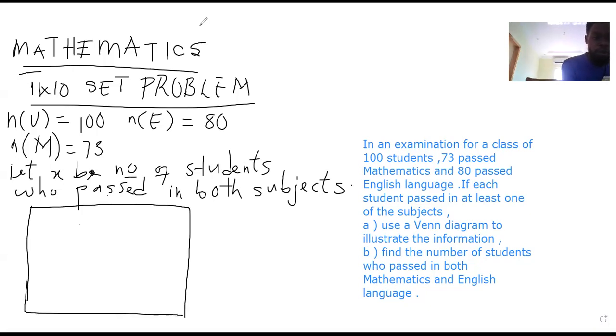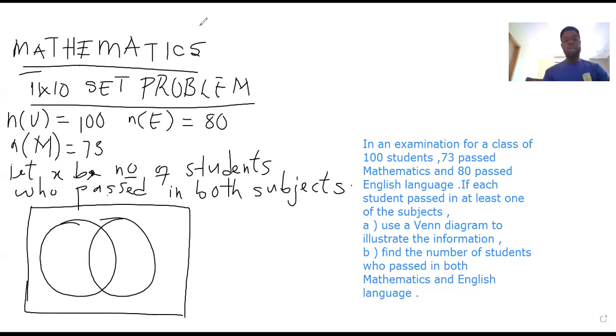A rectangle with two intersecting circles. So the number of U, that'll give you 100. So the whole rectangle is representing the number of students who took part in the examination.